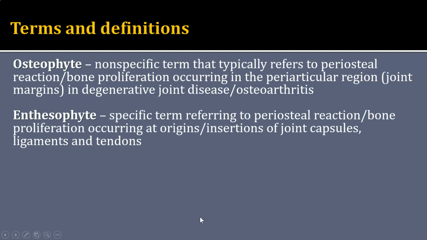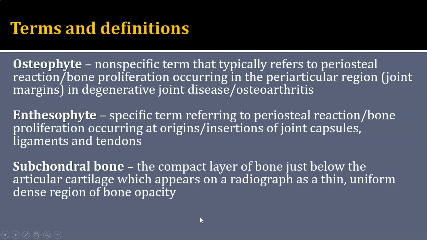The term enthesophyte is a specific term, and that refers to periosteal reaction or bone proliferation that occurs at origins or insertions of joint capsules, ligaments, and tendons, and we will use that in some of the disorders that we look at.